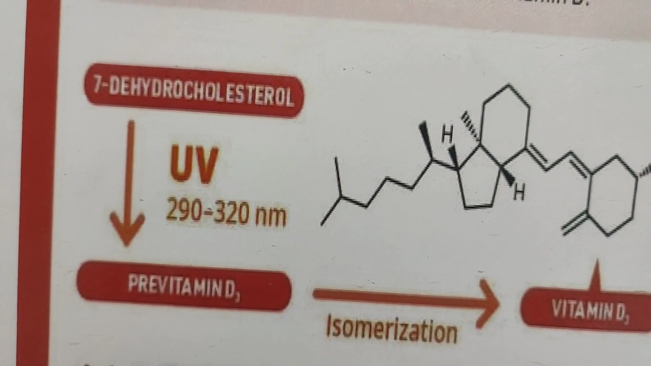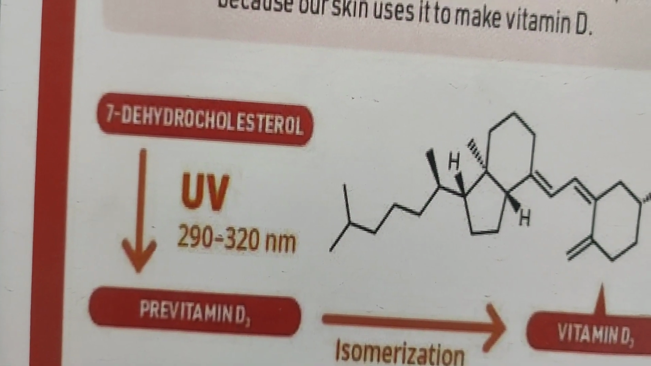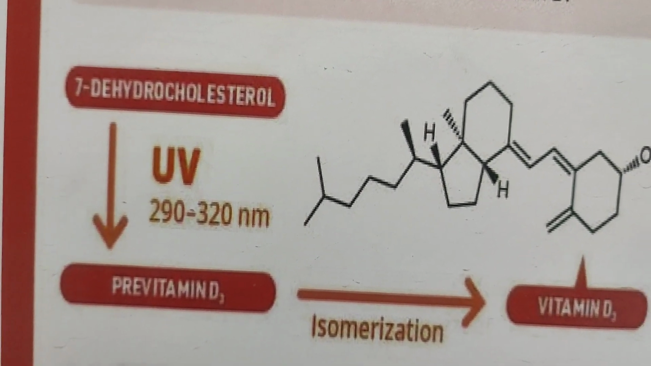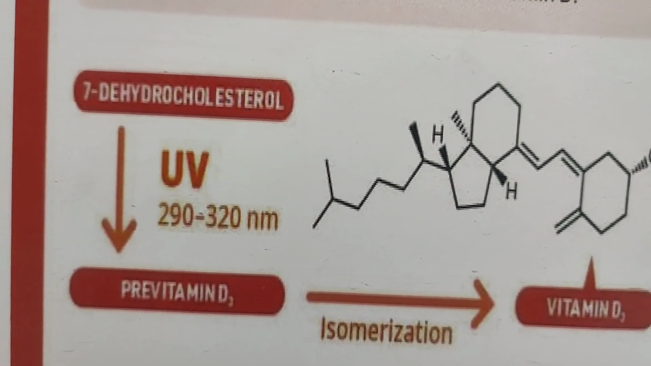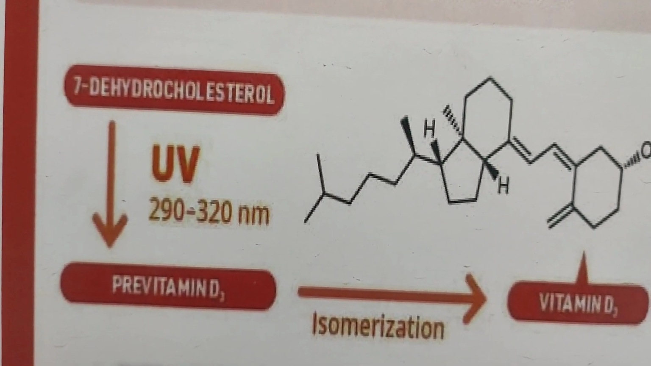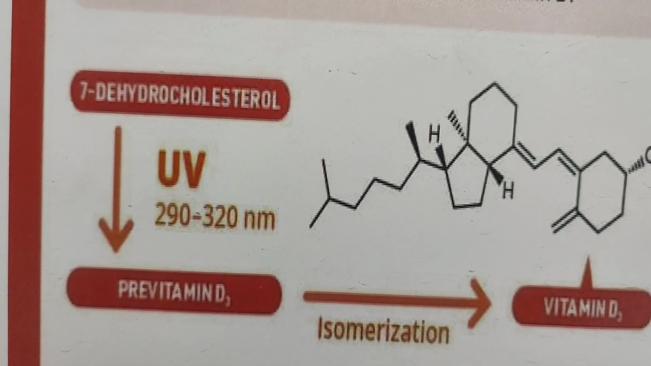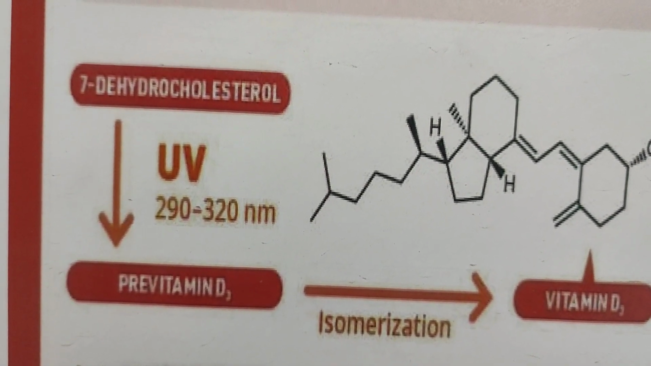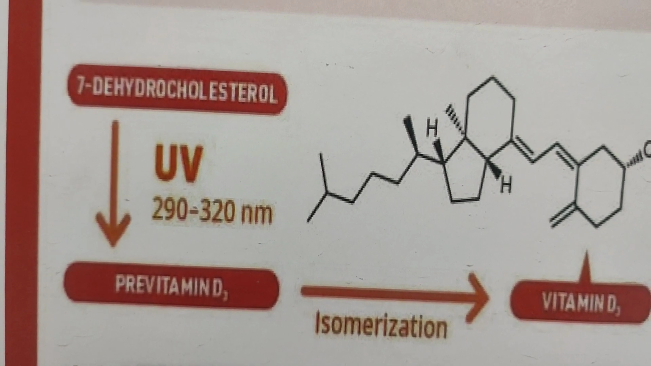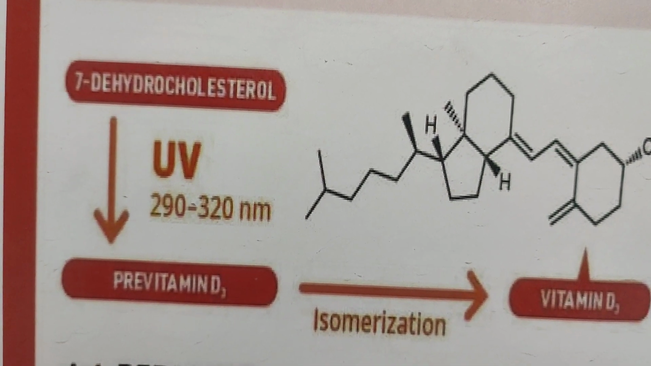Skin damage from UV radiation can ultimately lead to skin cancer. But exposure to a small amount of UV light is important because our skin uses it to make vitamin D. That's the formation of vitamin D3 in our skin. When it absorbs UV light in the range of 290 to 320 nanometers, then after undergoing isomerization, it forms vitamin D3.